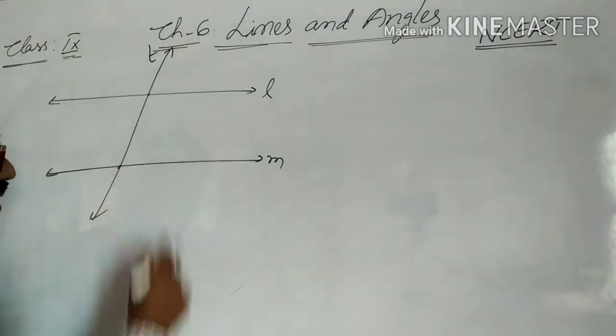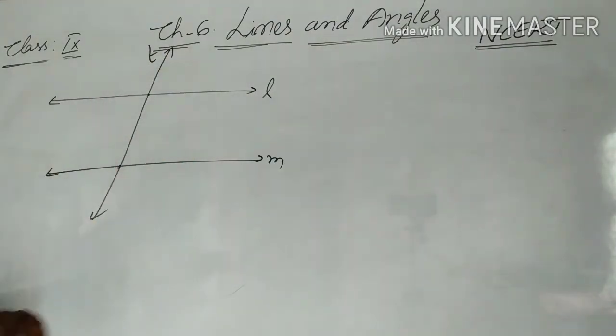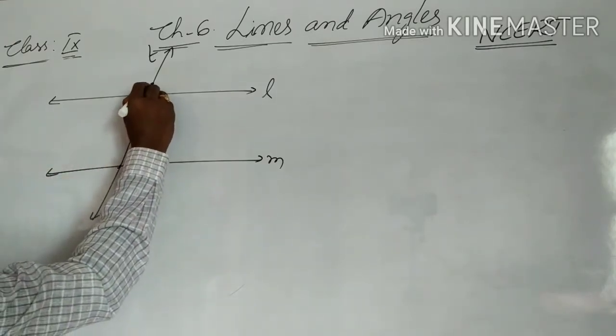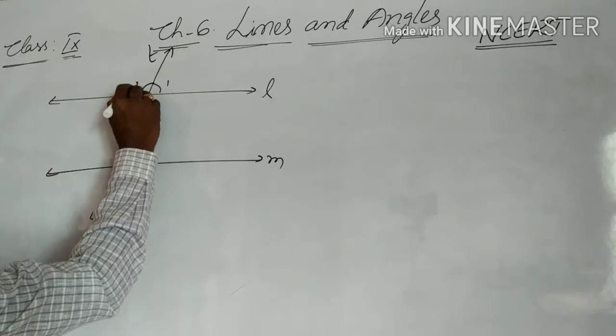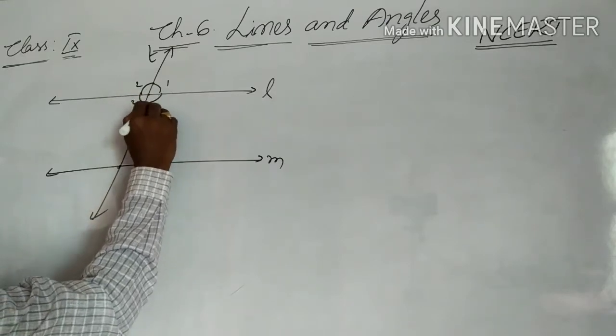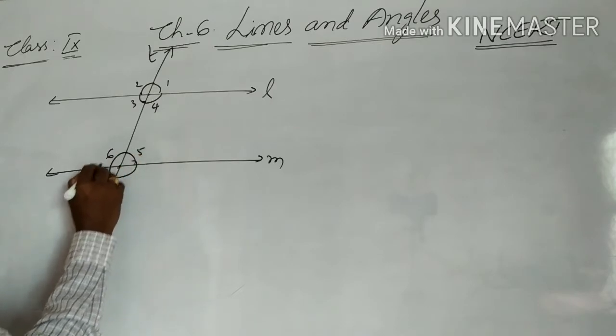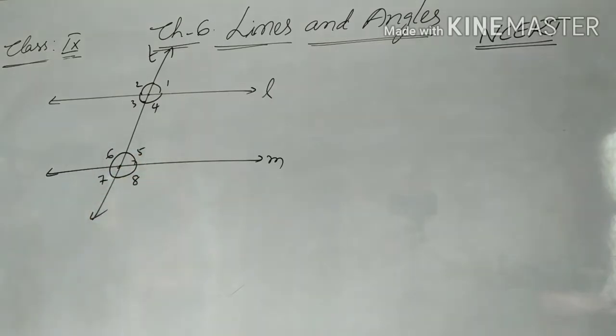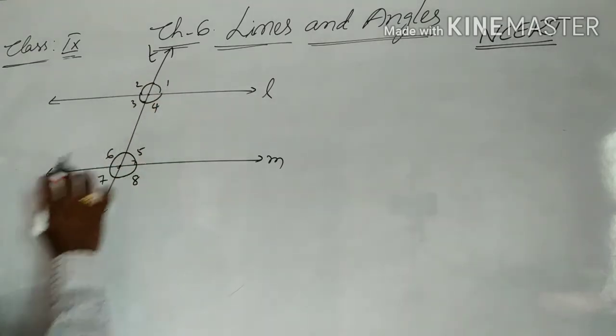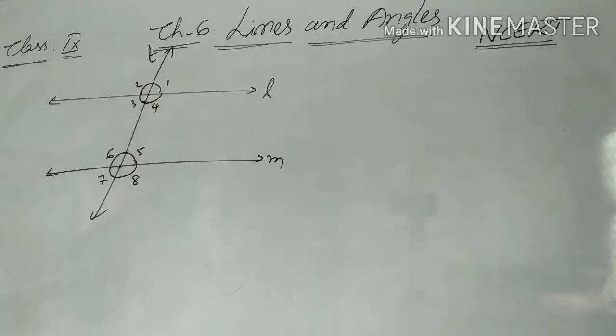Here in this transversal, in these two lines, 8 angles are formed. What are the angles? Here this is 1, this is 2, this is 3, this is 4. Here also you can take 5, 6, 7, 8. Here 4 angles, here 4 angles. Total 8 angles are formed.